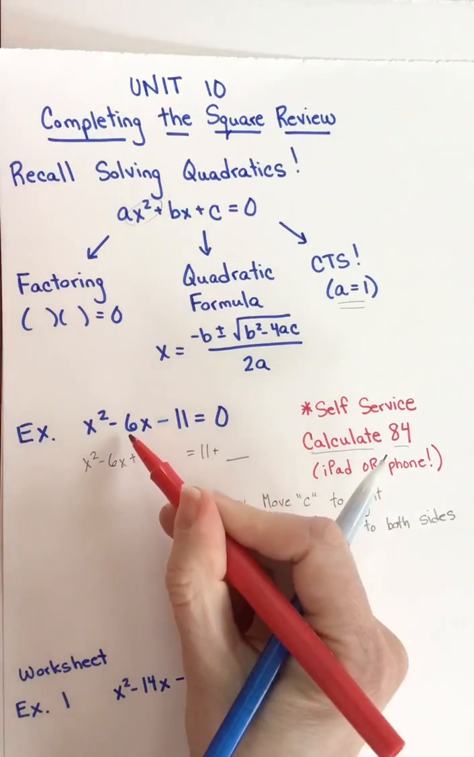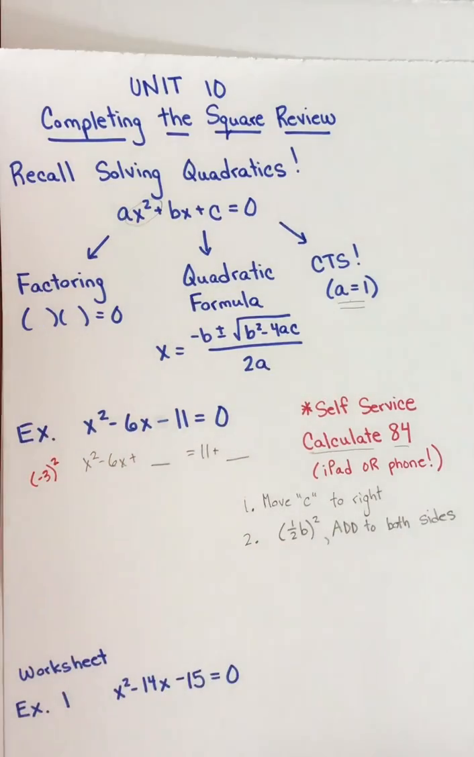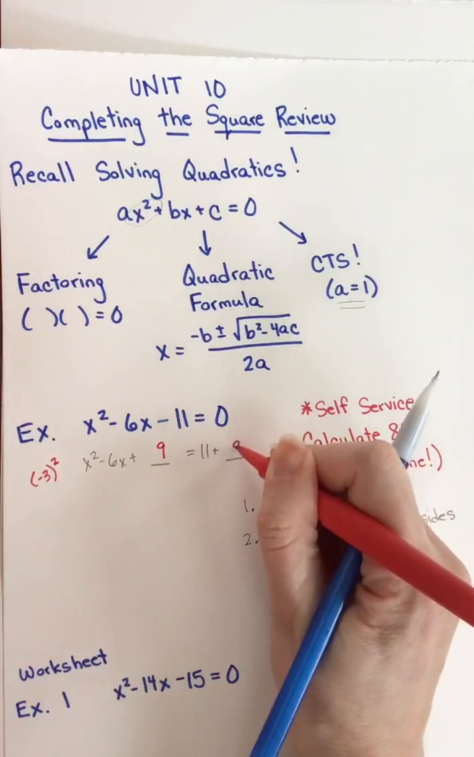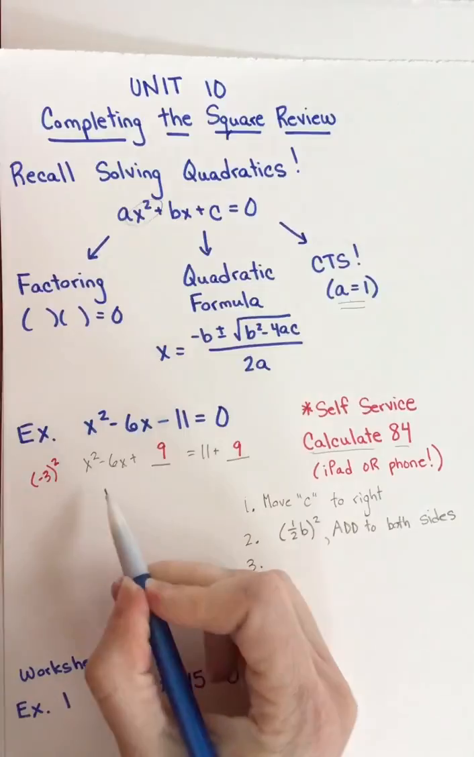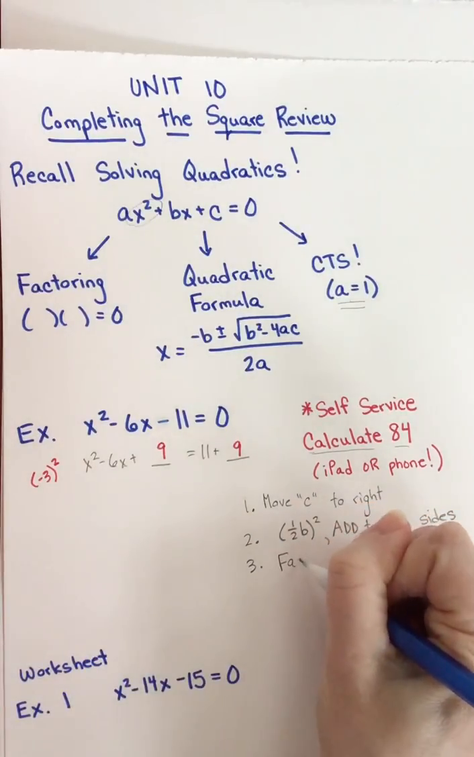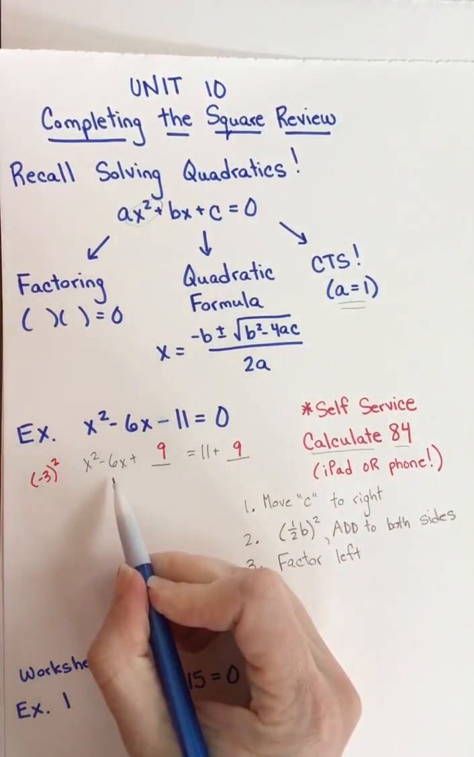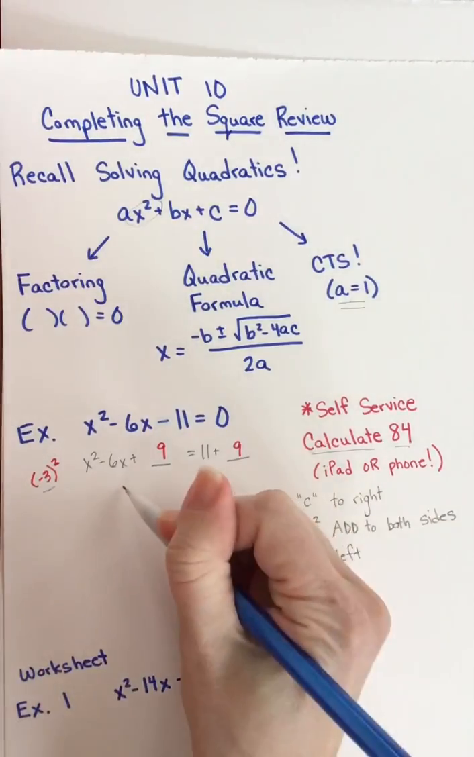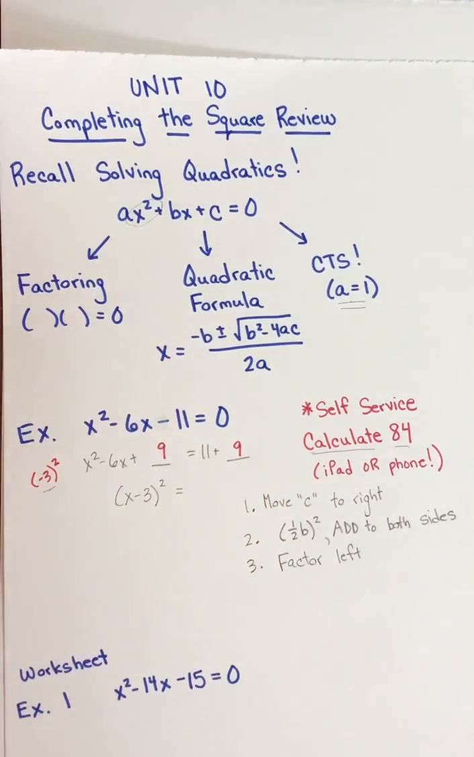Self, what's half of negative 6? That would be negative 3. If I square it, aka completing the square, I'm going to add 9 to both sides. What I have just done is create something that is factorable on the left-hand side. So I want to factor the left-hand side. What adds to negative 6 and multiplies to 9? Not surprisingly, that would be x minus 3 times x minus 3, or x minus 3 squared.